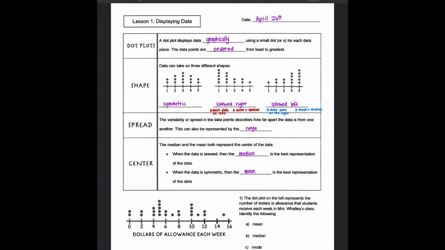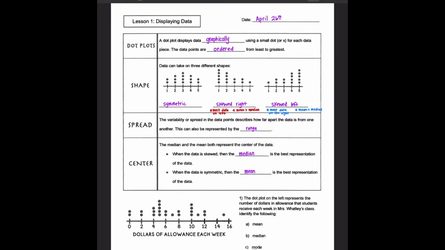Now the shape of a dot plot can vary. Data can take on 3 different shapes. If the data looks like this right here, that is what we call symmetric. However, if the data looks like this right here, you see most of the data is on the left, so we call that skewed right. I know that seems backwards, but that's just how it is. If most of the data is on the left side of the graph, the data is skewed right.